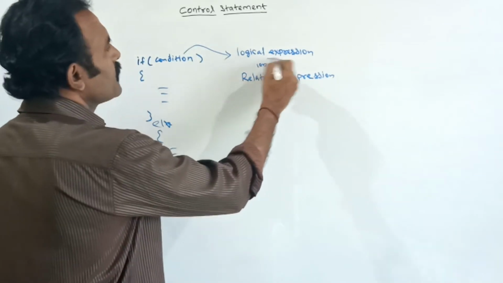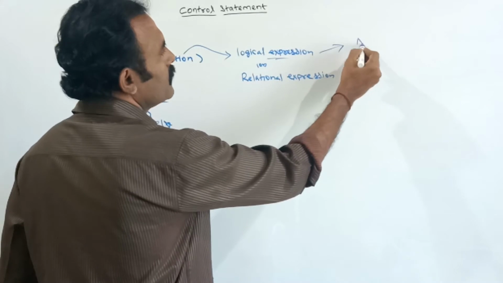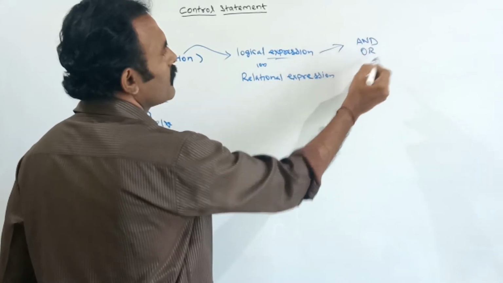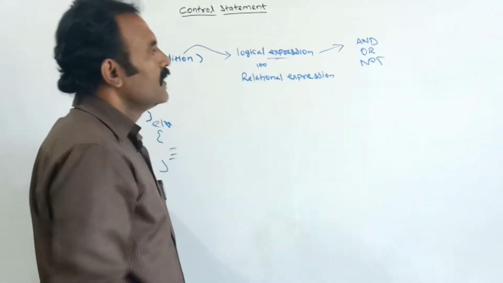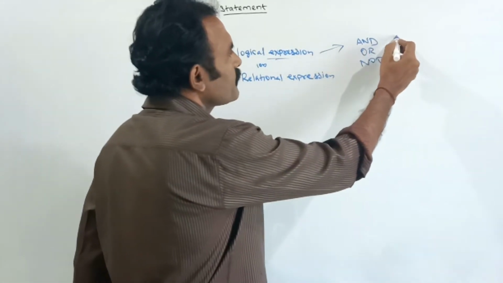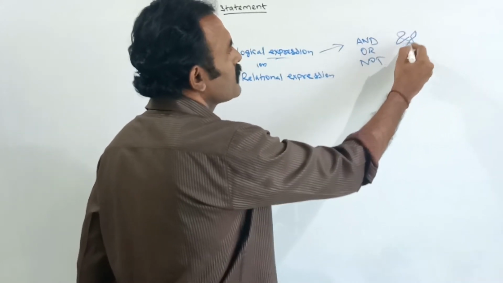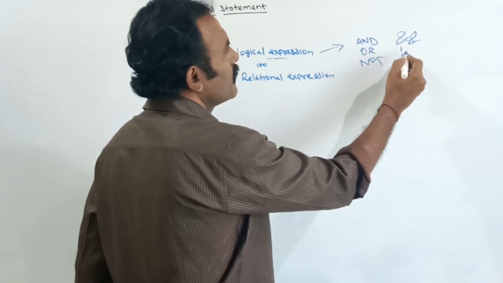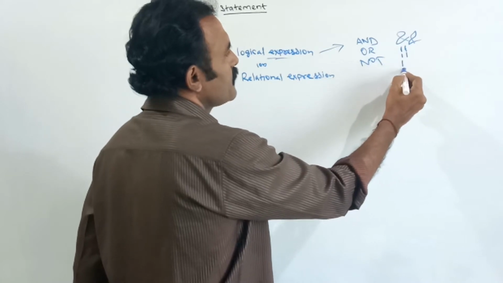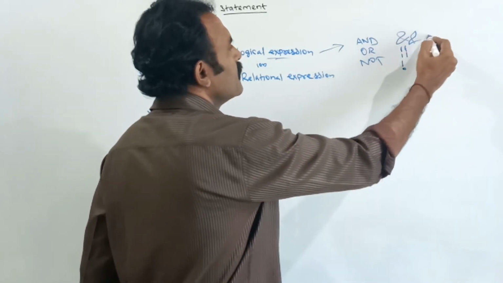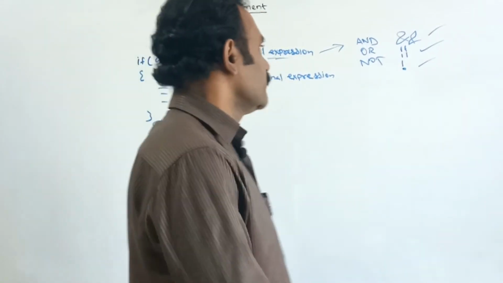For these logical expressions we can use the operators AND, OR, NOT. In the program, for the AND operator we should use the double ampersand symbol. For OR we can use the double pipe symbol. Next, for NOT, the exclamation mark. So these three symbols can be used in the program.